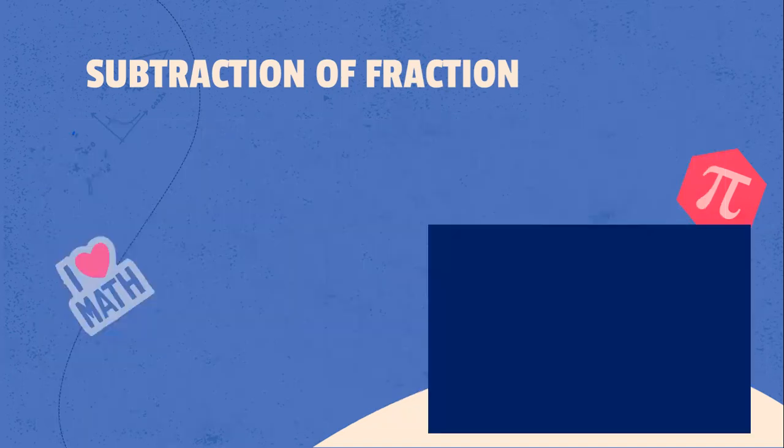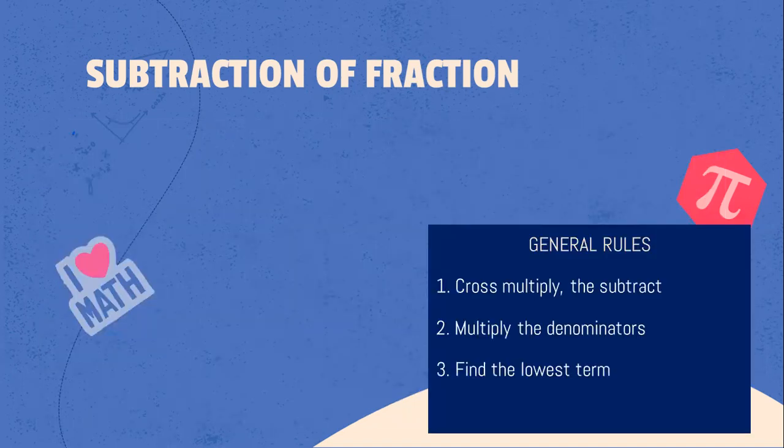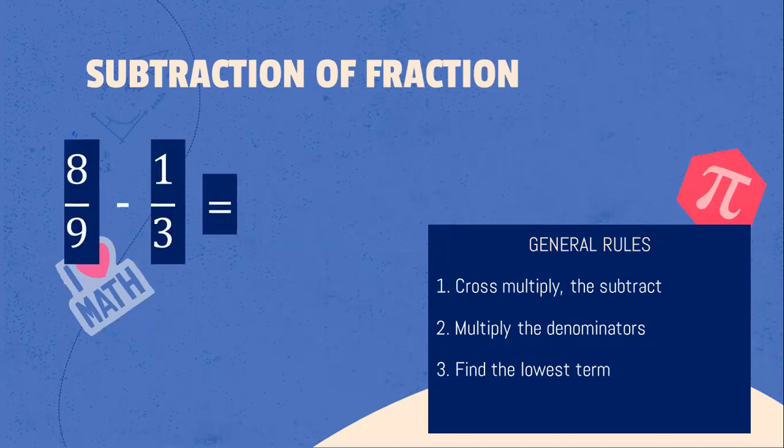Let's start. Again, the general rules are: number one, cross multiply then subtract. Number two, multiply the denominators. And number three, find the lowest term.